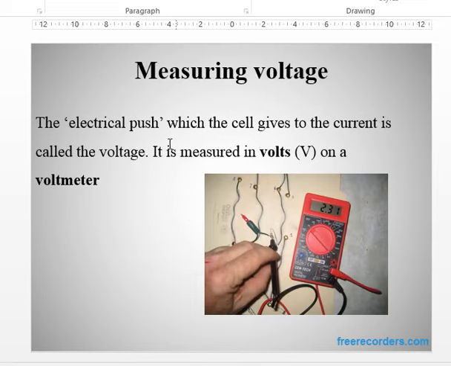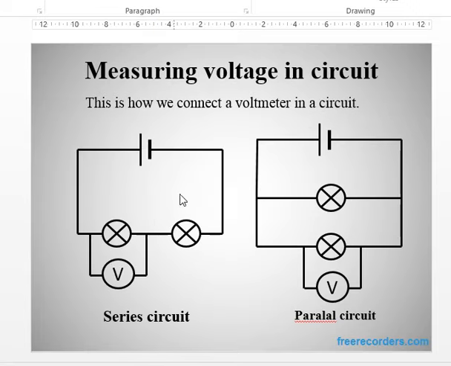How do we measure the voltage? Voltage is always measured with the help of an instrument, the voltmeter, and its unit is volt. Let us see how we connect the voltmeter. The voltmeter is connected in parallel. This is a series circuit. We want to measure the voltage across each lamp. This is a parallel circuit; connect the voltmeter in parallel. So this is how we connect the voltmeter.